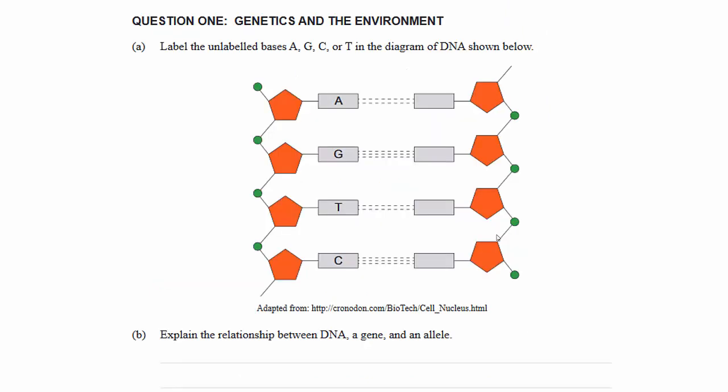So the first question, question 1, is about genetics and the environment. 1A asks us to label the unlabeled bases A, G, C or T in the diagram of DNA shown below. And 1B asks us to explain the relationship between DNA, a gene and an allele. So before we tackle this question, we're going to go over complementary base pairing and DNA, genes and alleles.